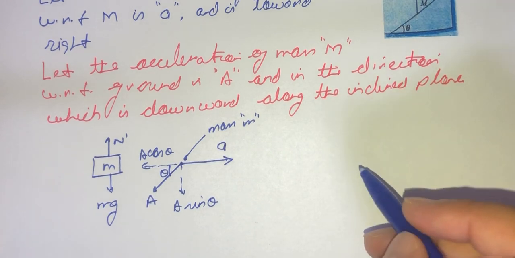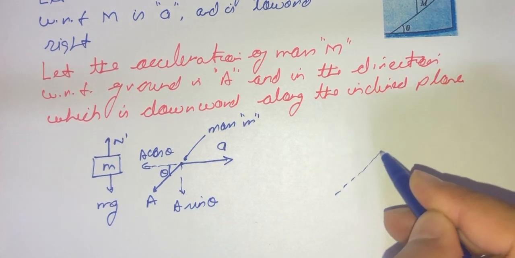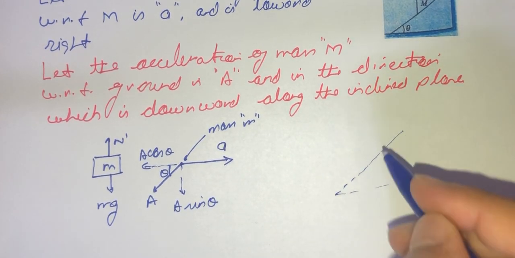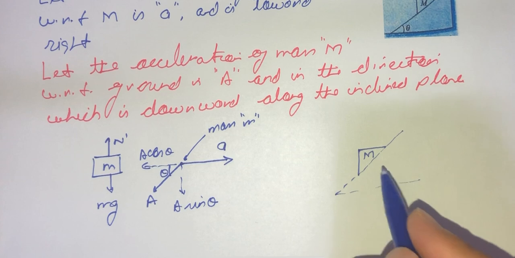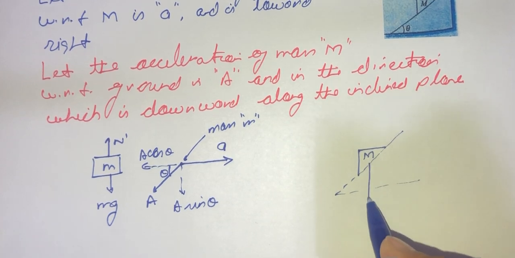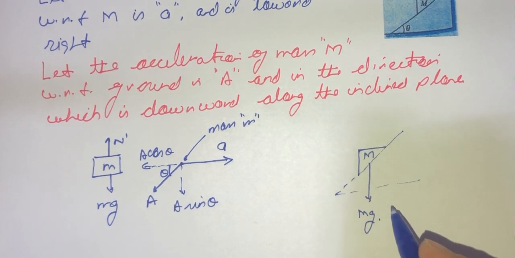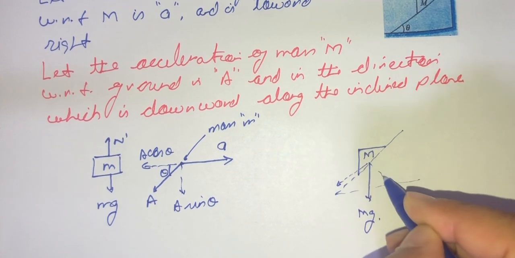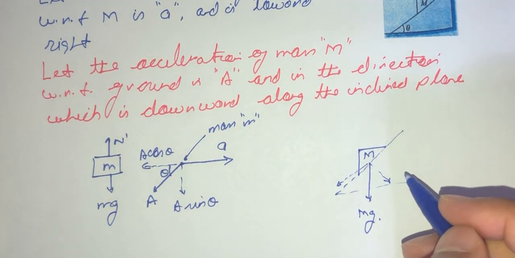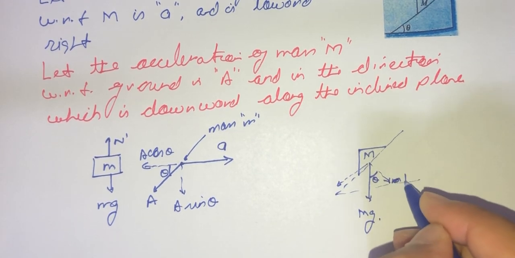Similarly, we can draw it for the capital mass also. This is our inclined plane, and we have mass M. There will be Mg acting in the downward direction, and this Mg can be divided into two parts. This angle will be theta, so this will be Mg cos theta and this part will be Mg sin theta.